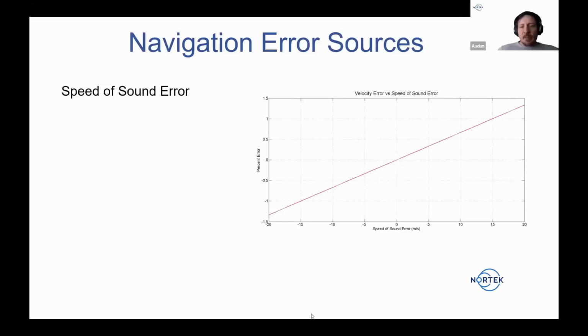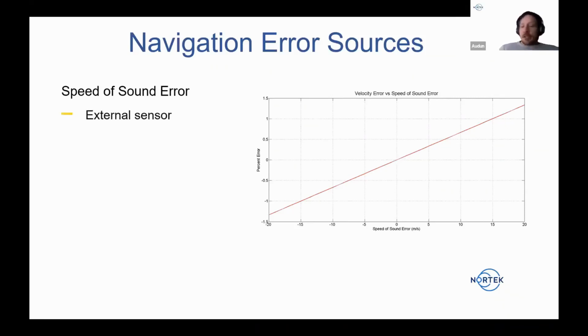So again, if I plot speed of sound error in meters per second here, and look at the percentage error here: the speed of sound in water is roughly 1,500 meters per second. So in order to get down to this 0.1% down here, that's equivalent to about 1.5 meters per second error. So my speed of sound sensor has to have errors less than a meter per second, well below a meter per second, I would say, in order not to dominate the errors.